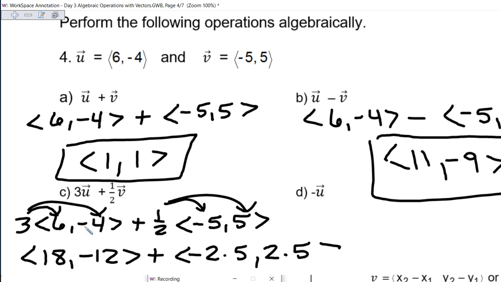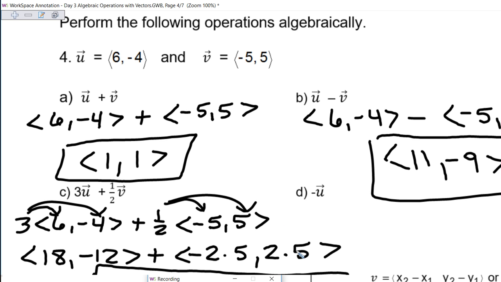Now when you're adding component forms, add the x's, add the y's. So for the x's, what's 18 plus negative 2.5? 15.5. And for the y's, what's negative 12 plus negative 2.5? Negative 9.5. So 15.5, negative 9.5. So be careful with your signs.